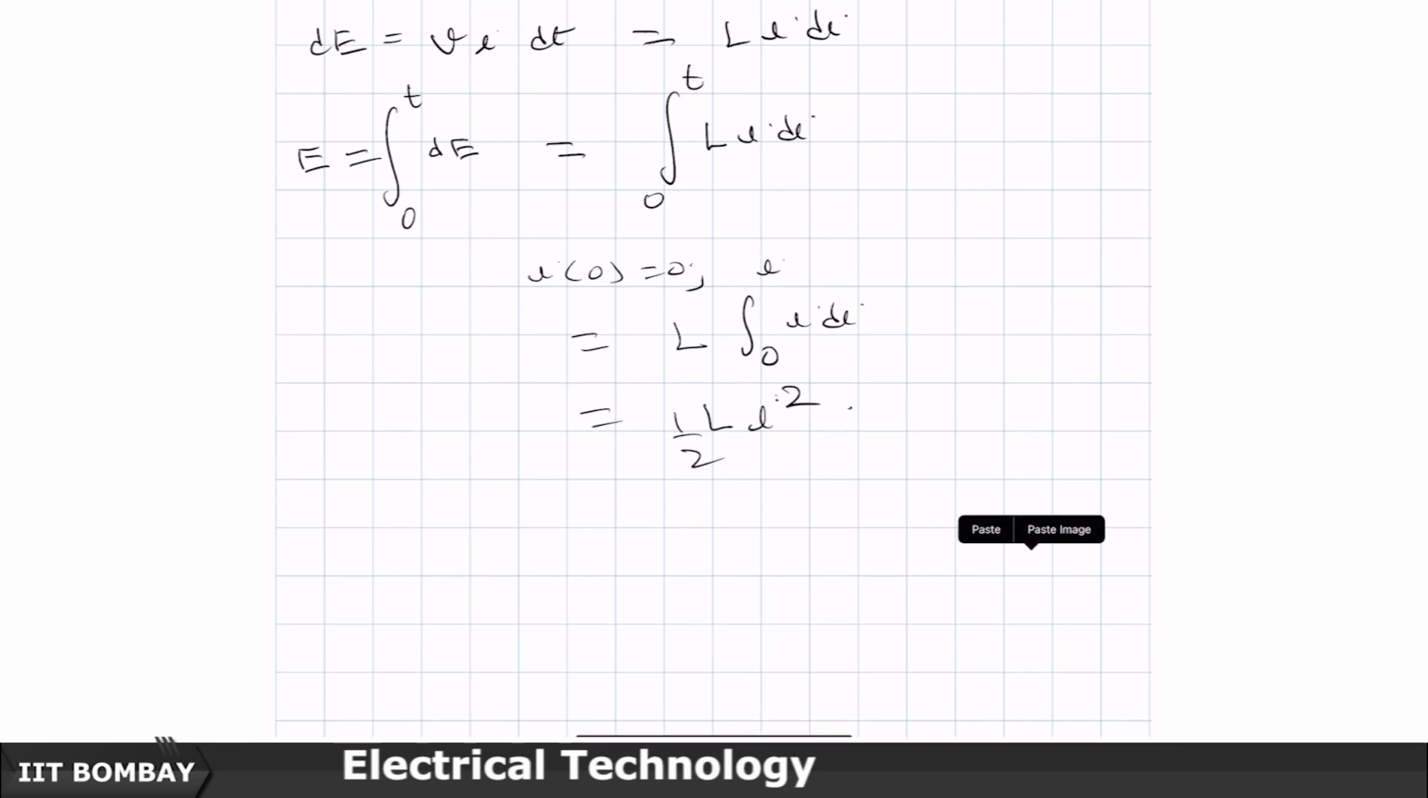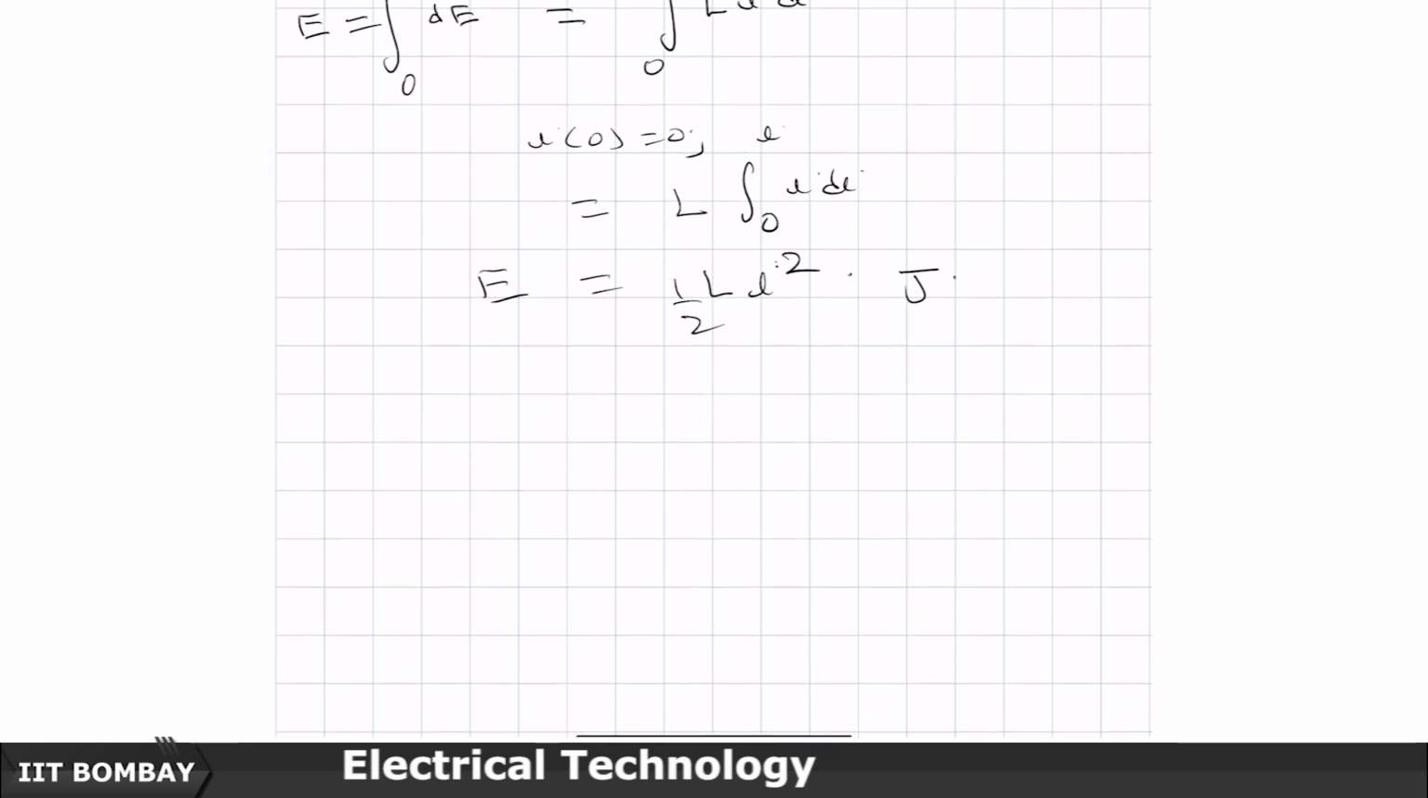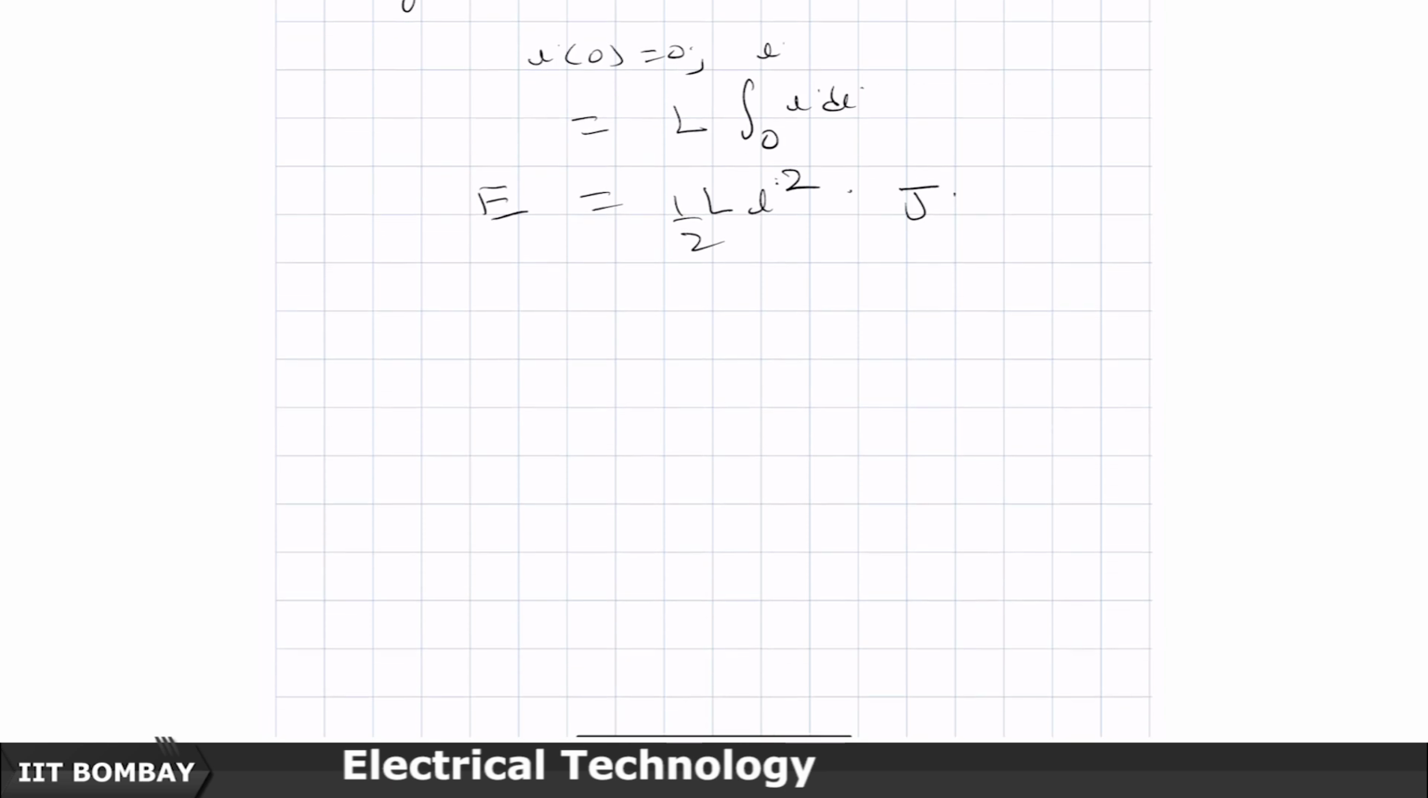So, therefore, the energy stored in a fixed constant inductance L, which is initially de-energized, when the current reaches a level I in it, is half L I square joules. Now, this can be manipulated in many forms, but before I get into that, let me first discuss quickly an important thing.